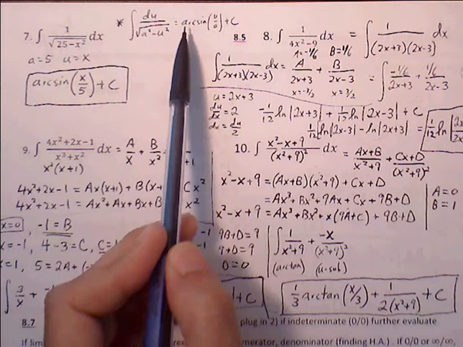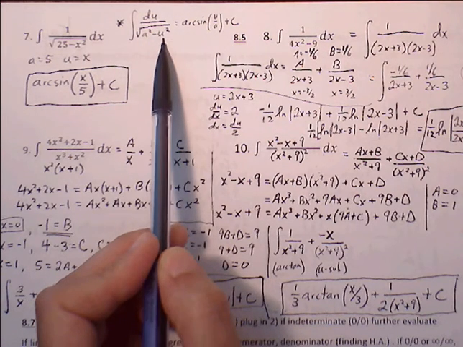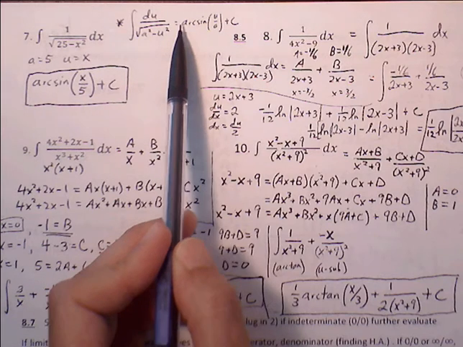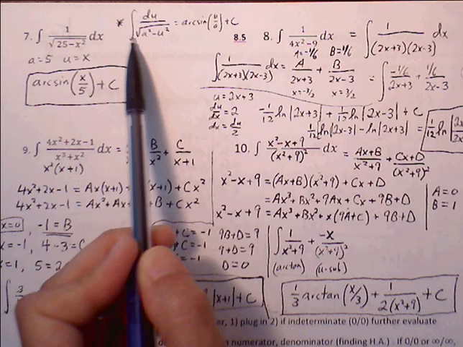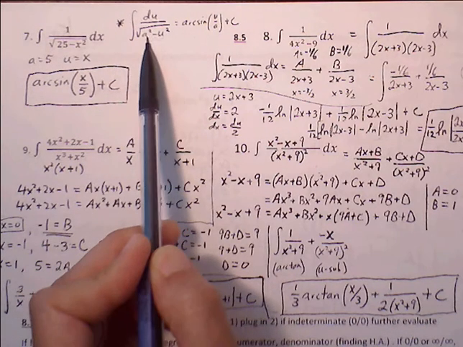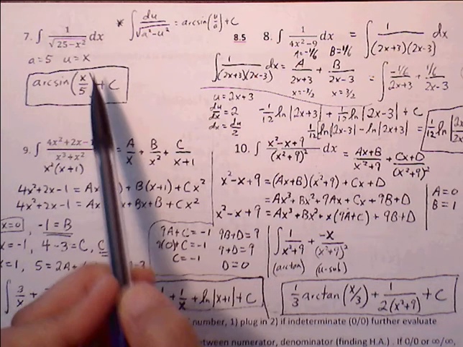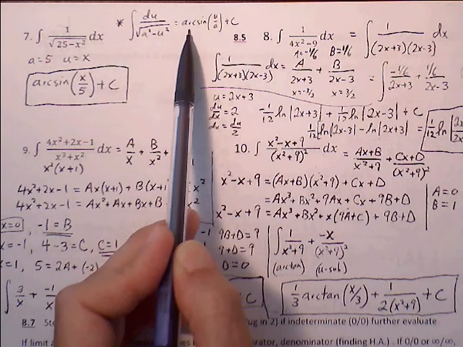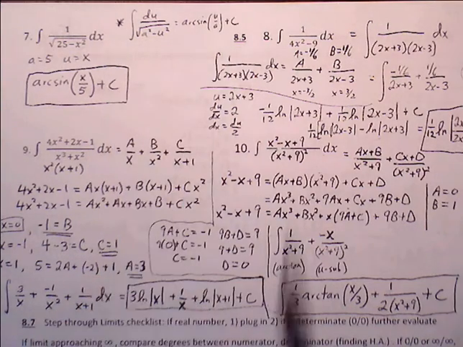So if we just use the arc sine rule, the rule is the indefinite integral is going to be arc sine of u over a plus c, and if we match our problem with the rule that we have, our a will be 5, our u will be x. So simple, easy fit there. So arc sine of u over a, arc sine of x over 5 plus c.